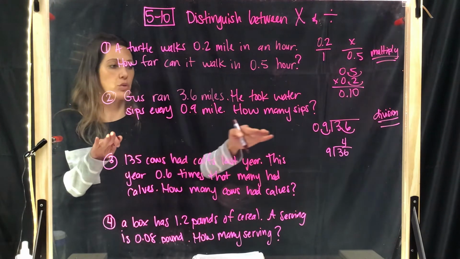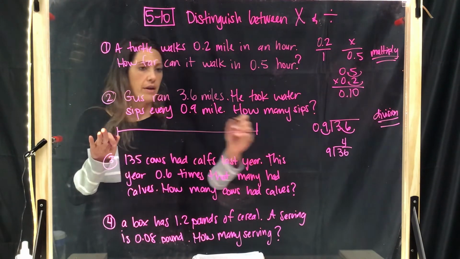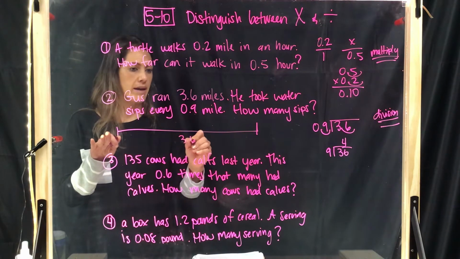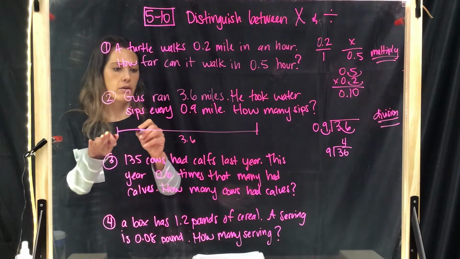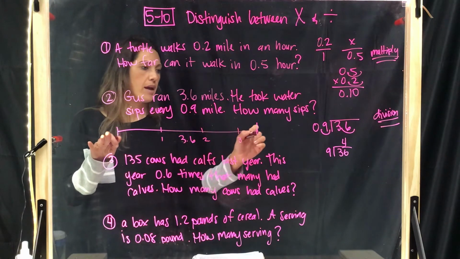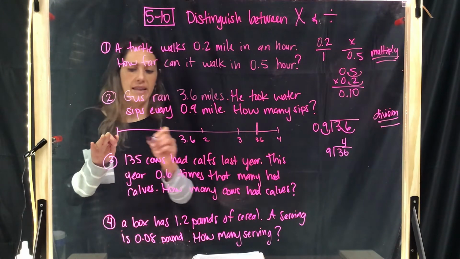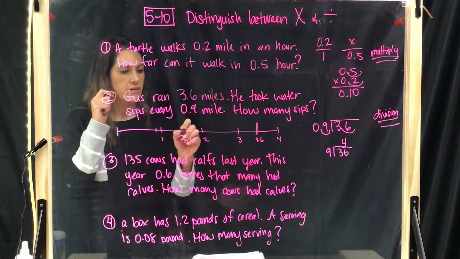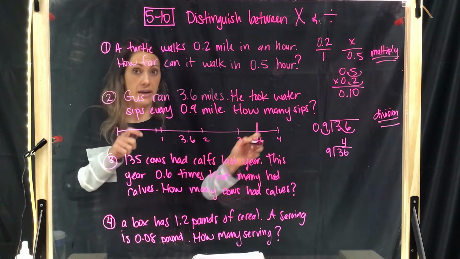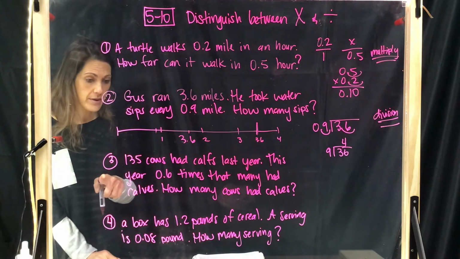If you're not sure about what to do with the problem, I strongly suggest drawing a model. This is the 3.6 miles, and I would know that would be like 1, 2, that'd be 3, and there would be 4, but this is the 3.6 mark. And then I'd think about 9/10 of a mile, 9/10 of a mile, and I'm cutting it up. So if I'm cutting it up, that's division. Let's take a look at number 3.